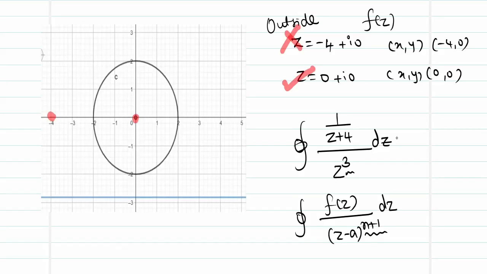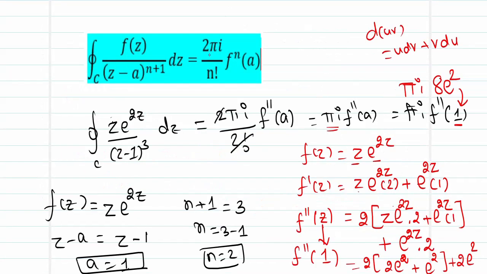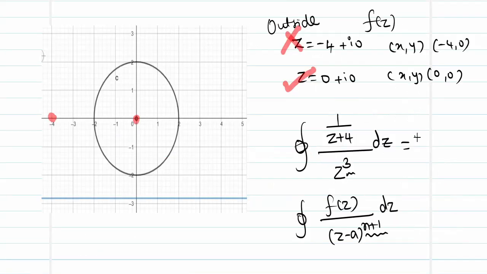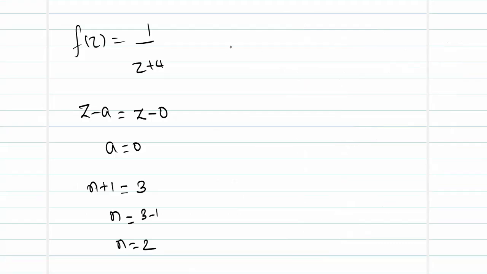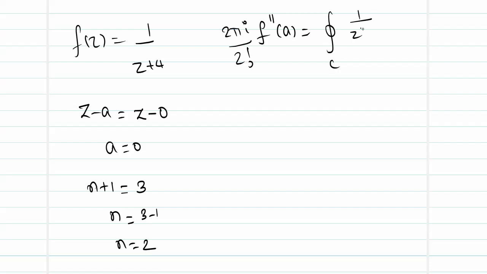Now the formula for this, go check out the formula for your derivative. The formula for derivative says 2 pi i by n factorial f^n of a. Copy paste it over here: 2 pi i divided by n factorial into f^n of a. So this is going to be equal to 2 pi i divided by 2 factorial into f double derivative of a. So this is going to be my value of the integral over C of 1 by z plus 4 divided by z cube dz.